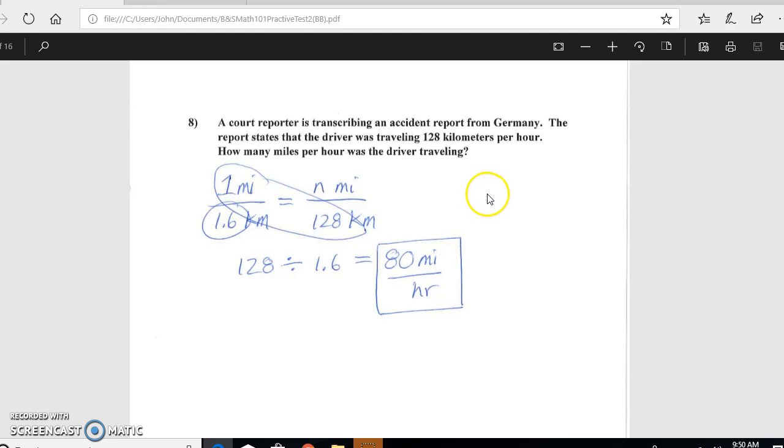So what we need to do in this problem is to convert the kilometers to miles, and that will change the kilometers per hour into miles per hour. So kilometers is a metric unit of measure, miles is a US unit of measure, and we want to find a formula to do the conversion.